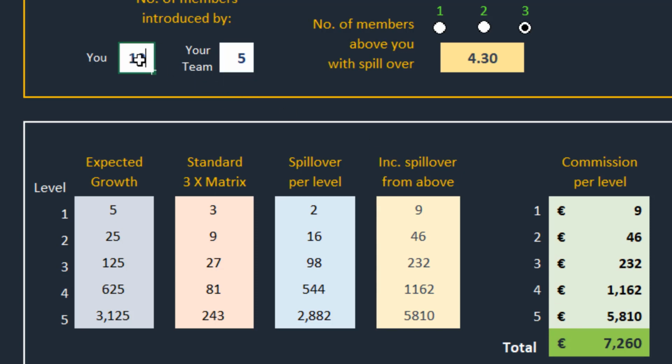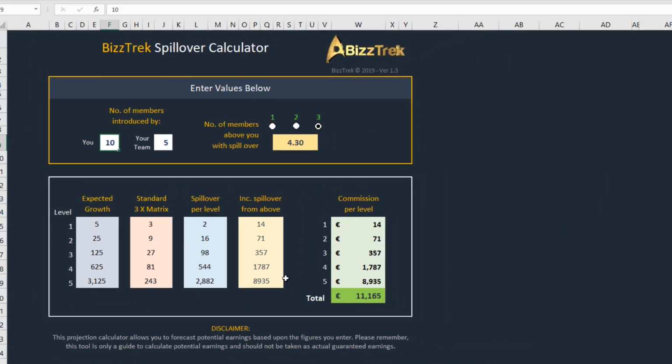But you might do 10. So let's put that figure in. Now we're talking over $11,000 a month passive income. Now you can download this calculator from the link below and put your own figures in to see what you think is achievable. But I want to show you some quick examples in a table just to give you an overview.